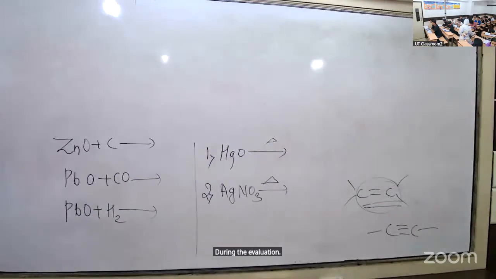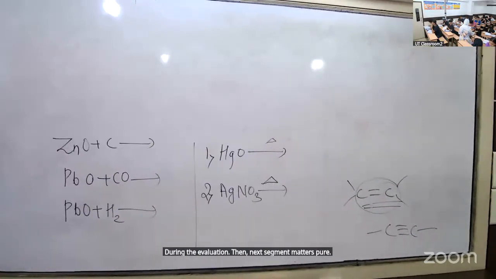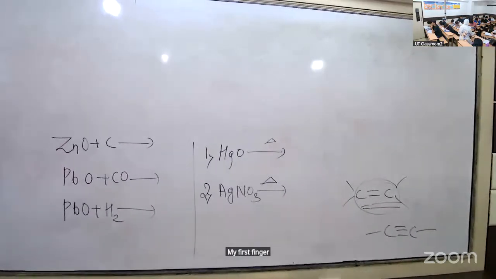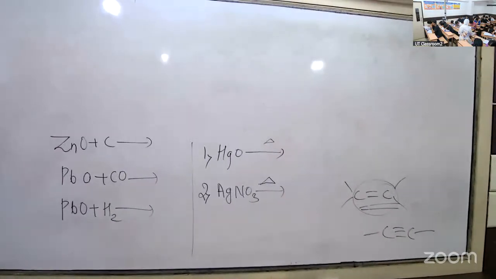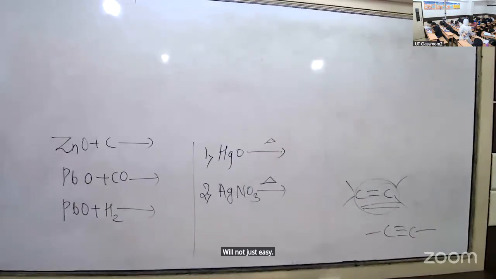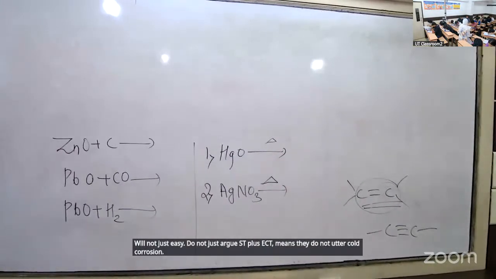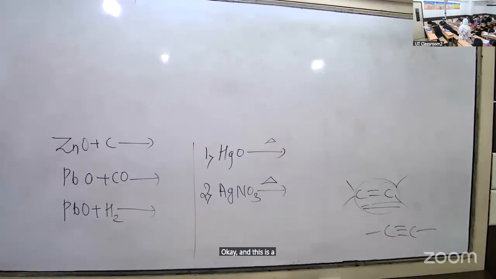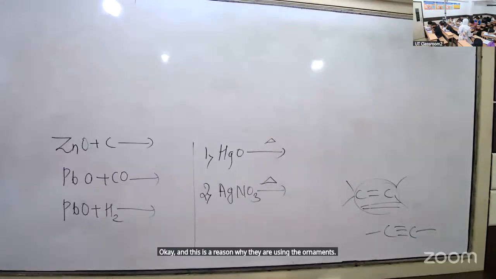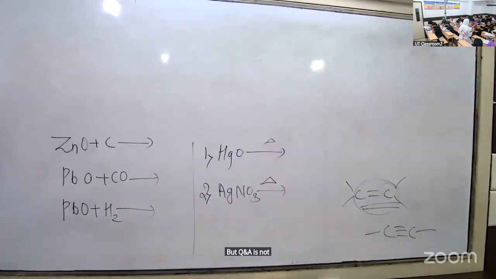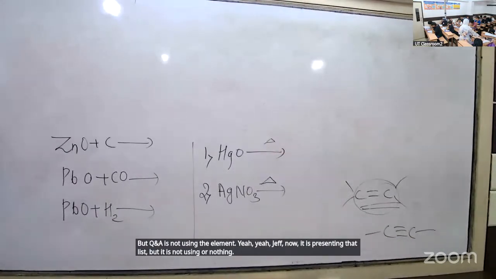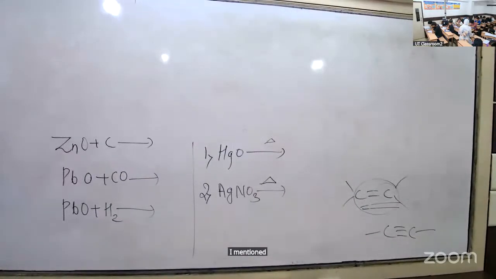Then next, metals below copper do not rust easily. Means they do not undergo corrosion. And this is the reason why they are used in ornaments. Mercury is not used in ornaments. ये याद रखना. It is present in that list, but it is not used in ornaments. Mention it there in brackets: ornaments excluding Hg. Then next.